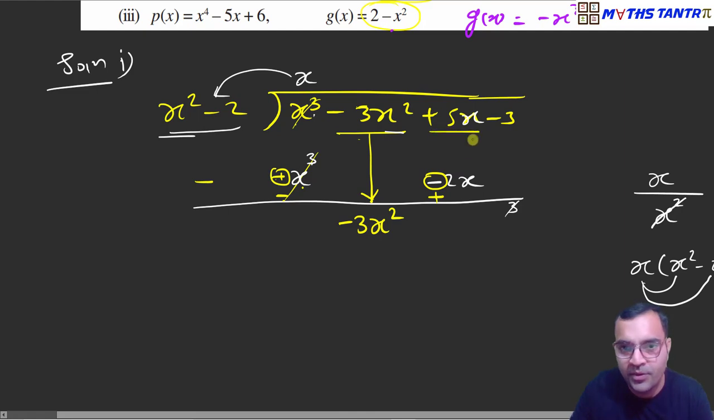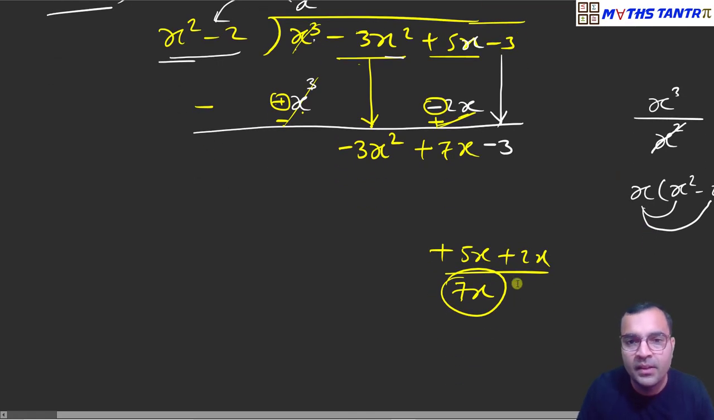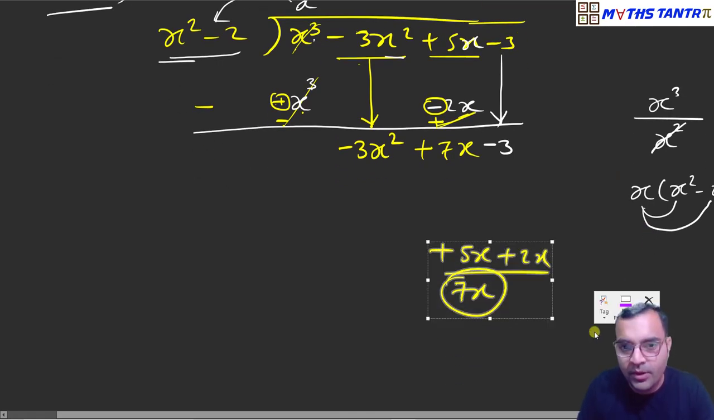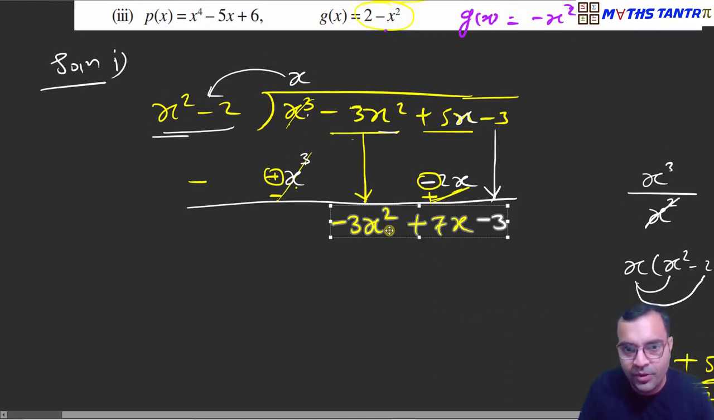Now this is plus 5x. This is plus 2x. Plus 5x plus 2x, what will we get? 7x, right? So just write plus 7x. And again, this minus 3 will be as it is, right? Clear? Now we got a different dividend here. Now we need to divide this by this.